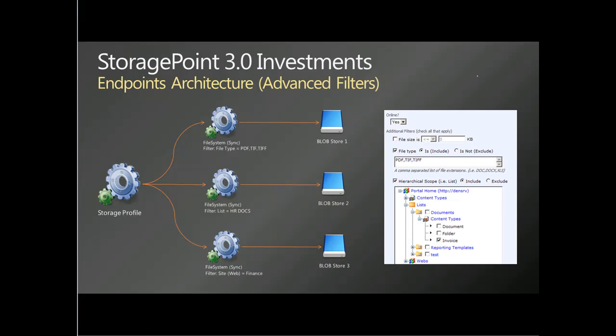We added some advanced filtering capabilities, so you can filter by size. That was in the 2X product. We had some rudimentary file type filtering in 2X. Well, now you can filter by any file type, and then additionally, you can go by scope. So I can go all the way down to a content type, a list, a library. So you can really slice and dice this thing at a much more granular level than you could in our 2X offering.